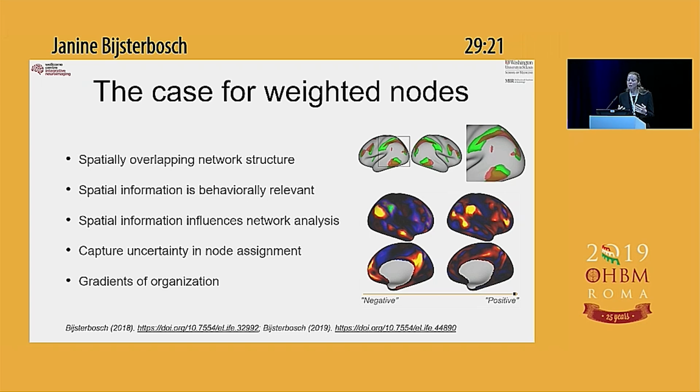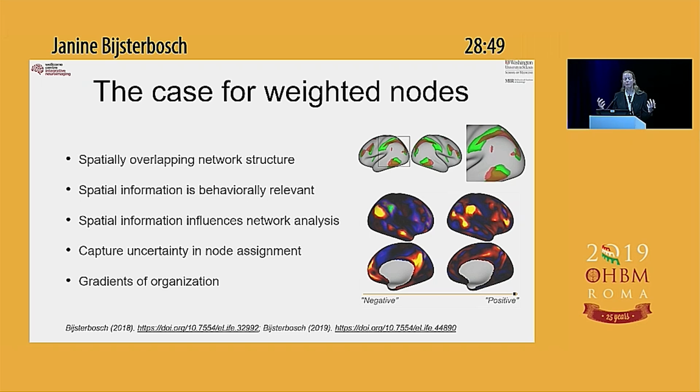And so instead of just having zeros and ones, maybe it's a good idea to have weights in each voxel such that if there's spatially overlapping information, voxels can potentially contribute to multiple nodes. And also, that allows us to capture some of the uncertainty of the node assignment. And an extreme example of that is gradients of organization, which I'll talk a little bit more about in the future. And again, I'm not trying to tell you that one is right or wrong. I'm trying to give you some intuition and some of the conceptual decisions that you have to make when defining nodes.